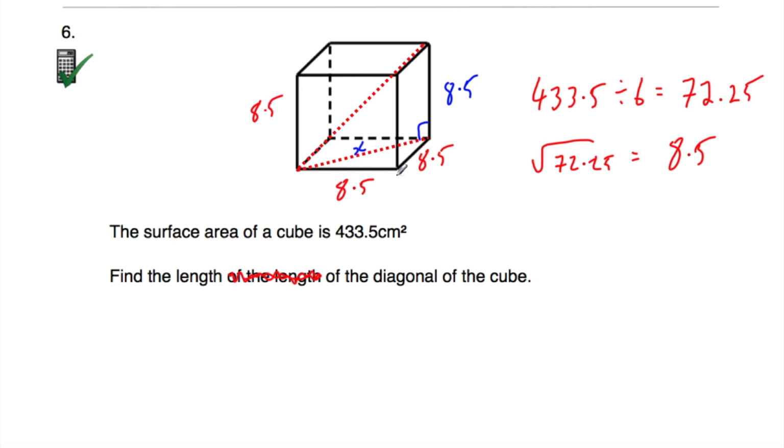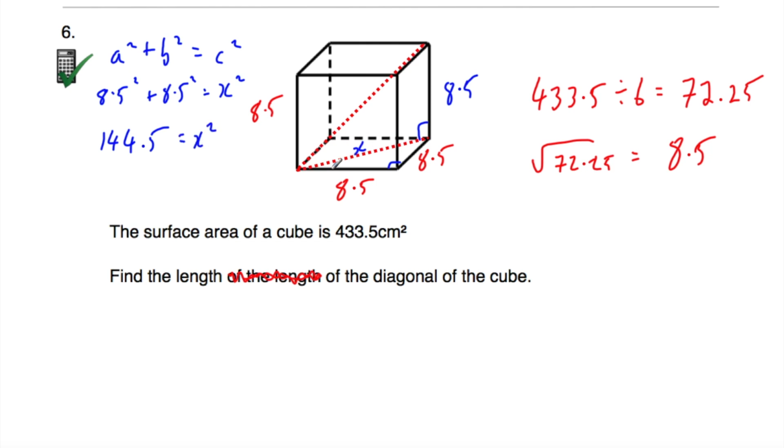So here we've got the two shorter sides. This is a right angle triangle as well. And if we do a squared plus b squared equals c squared, we can find out what x is. The two shorter sides are both 8.5, so that'll be 8.5 squared plus 8.5 squared equals x squared. So now let's work out what 8.5 squared plus 8.5 squared is. And when we work that out, that's equal to 144.5. And that's equal to x squared.